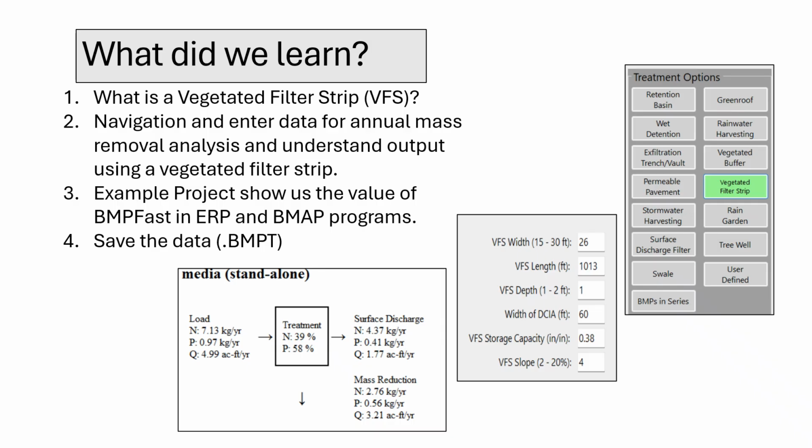Through our example project, we saw the real-world value of BMPFast in the context of both Environmental Resource Permit, or ERP, programs and Basin Management Action Programs, known as BMAPs. Specifically, we verified that the pollutant removal percentages calculated by the software align with what is required for ERP compliance, and we identified what credit can be assigned toward a BMAP. Finally, remember to save your BMP analysis as a .bmpt file so that your work is preserved and ready for use in future permit applications.